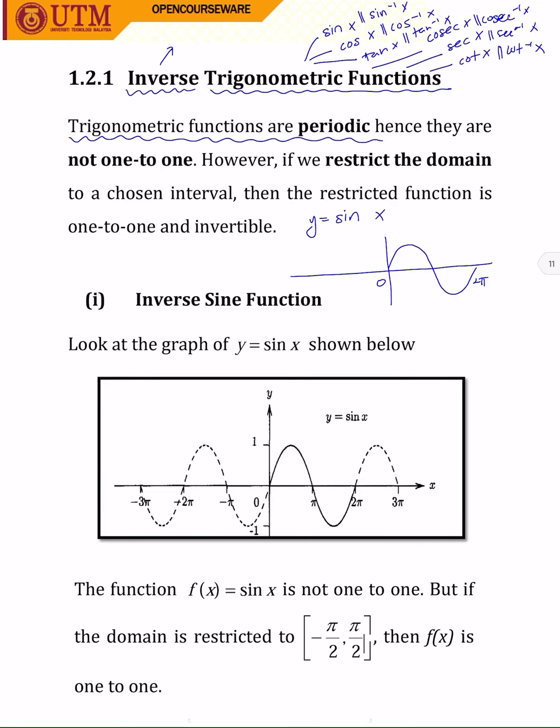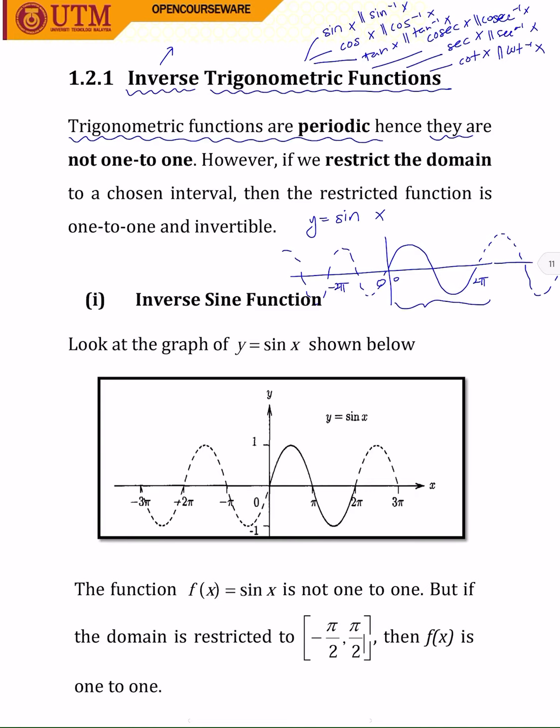But basically, it's not only until 2 pi, and it can go up to infinity. So it can be any range. Can be 0 to 2 pi, or 0 to 4 pi, or 0 to 6 pi, and so on. Or from minus 2 pi to 2 pi, and so on. So basically it's a periodic function. This is one period of 2 pi.